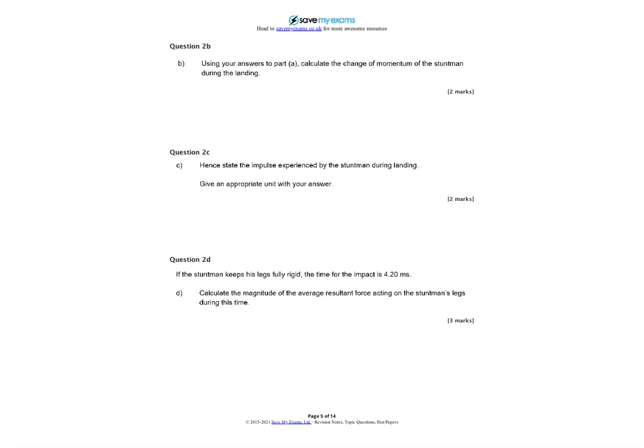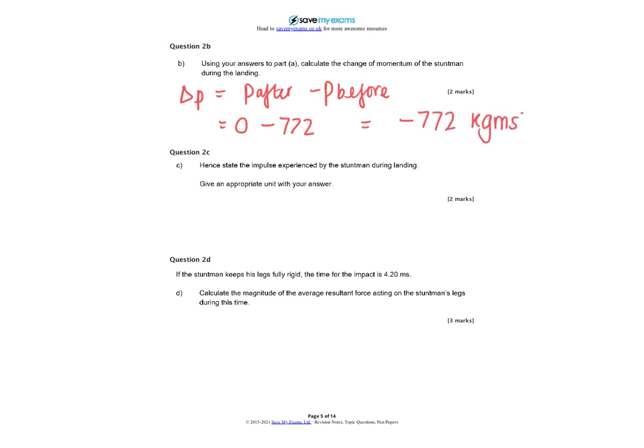Question 2b, using your answers to part A, calculate the change in momentum of the stuntman during landing. So that's our symbol for change in momentum. So we're going to do the momentum after, take away the momentum before. So that's going to be 0 minus 772. So our answer is going to be negative 772 kilogram meters per second.